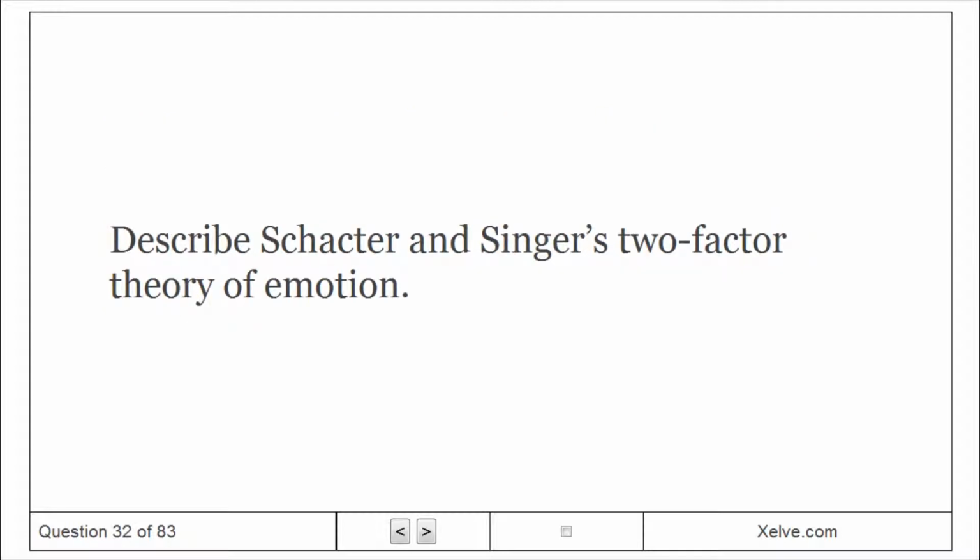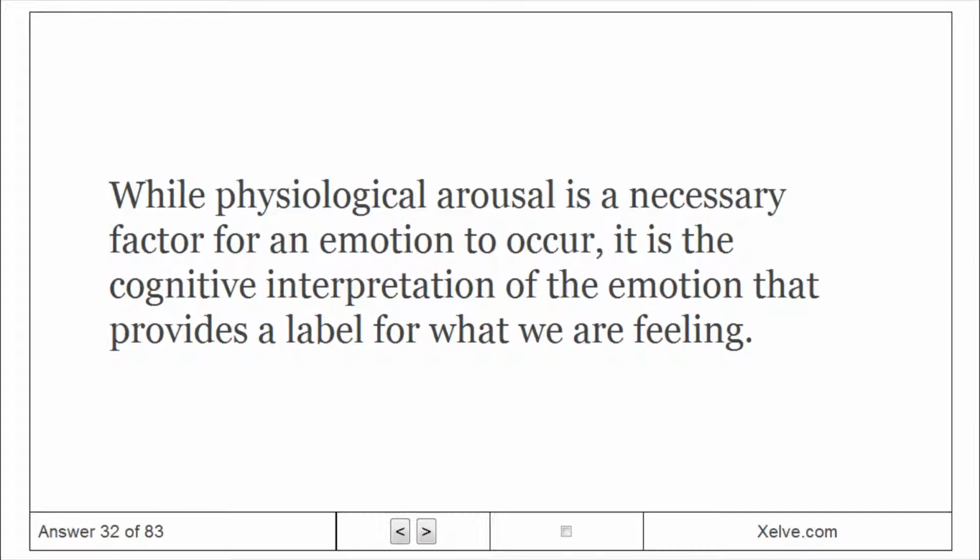Describe Schachter and Singer's two-factor theory of emotion. While physiological arousal is a necessary factor for an emotion to occur, it is the cognitive interpretation of the emotion that provides a label for what we are feeling.